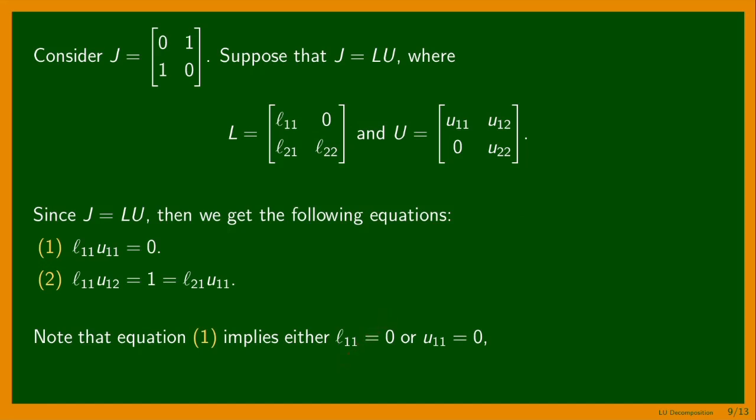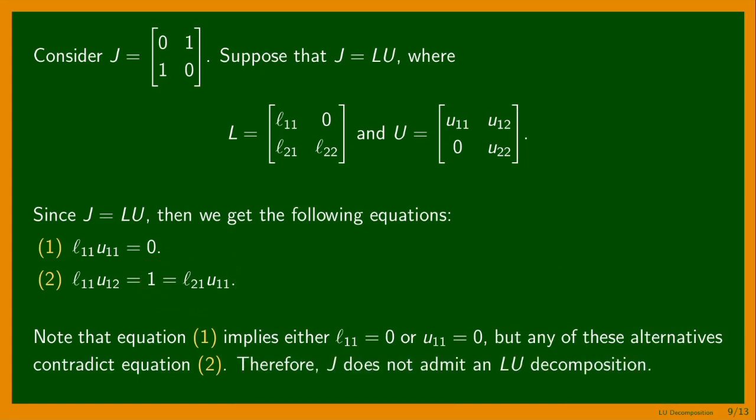How about U11? Well, if U11 is 0, looking at this equation, that gives you the equation 1 is equal to 0, which is absurd. Any of these alternatives contradict equation number 2. Therefore, we supposed that J admits an LU decomposition, leading to a contradiction. Therefore, we can say that J does not admit an LU decomposition, or it has no LU decomposition.